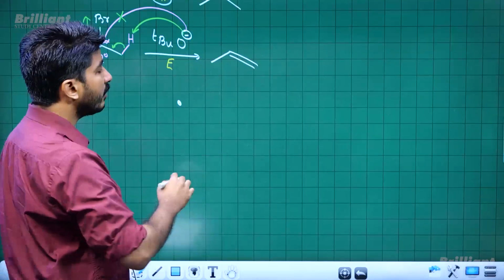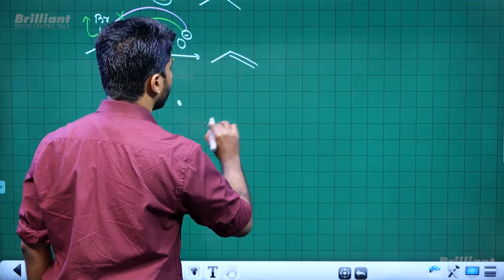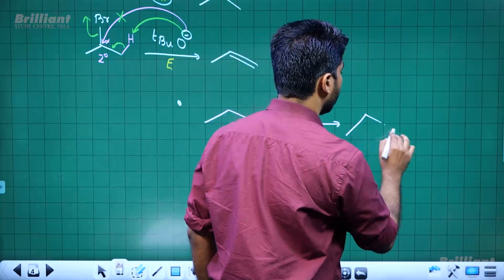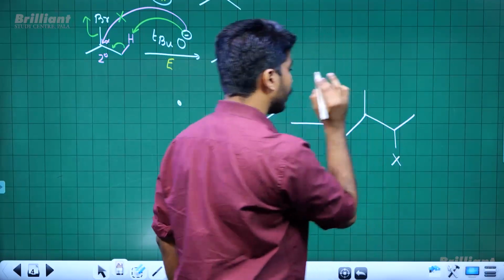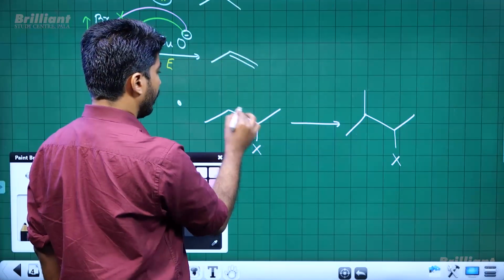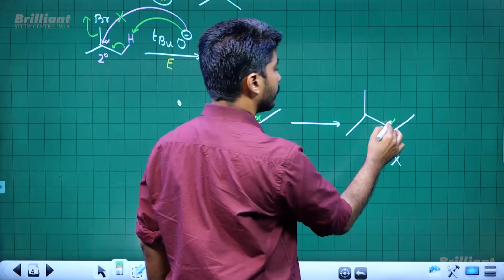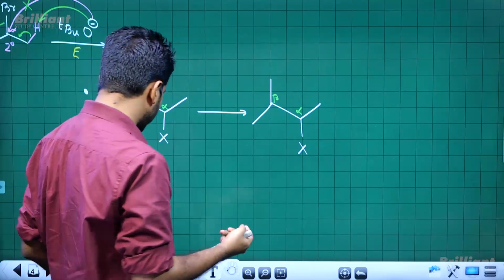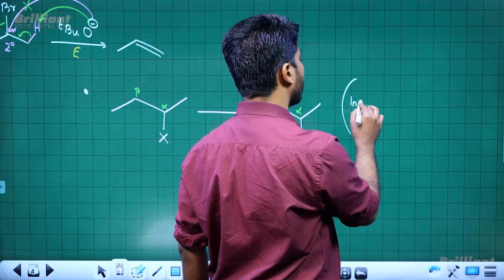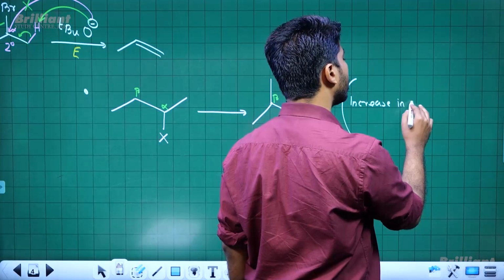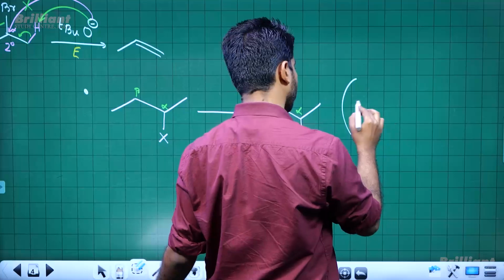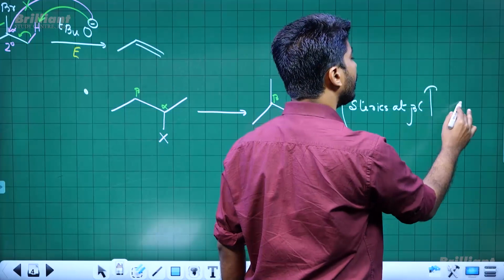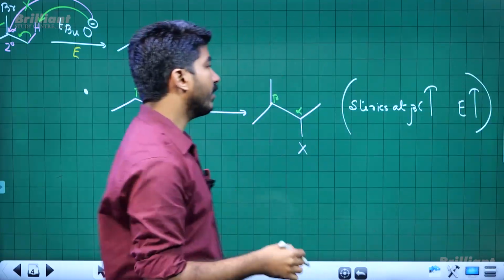Then an increase in sterics can also occur at the beta carbon, like this. Let's say this is a haloalkane, and if we made it like this, now we can see the beta carbon is more crowded. Thus, this type of change also promotes elimination. As sterics at the beta carbon increases, preference for elimination increases.